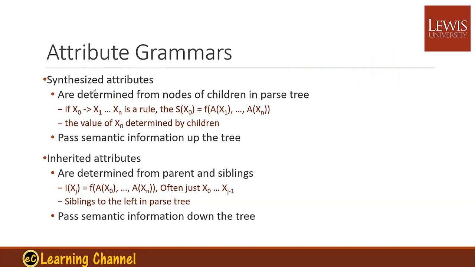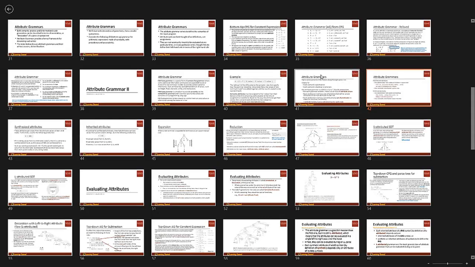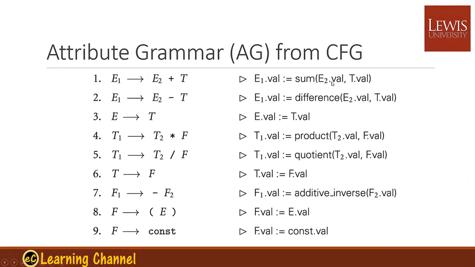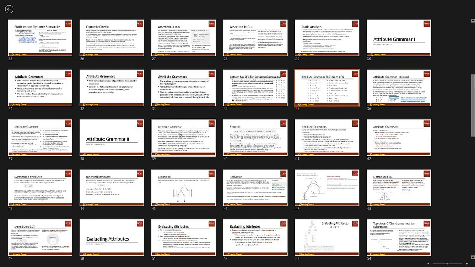It is determined from the child nodes in the parse tree. This is called a synthesized attribute. We see that because we usually see expression equals expression plus T, right? Is that okay? Yes. So this is a synthesized result, okay? Okay, we know that.